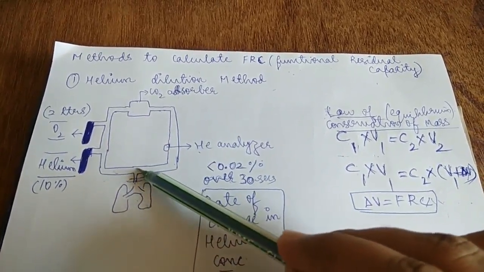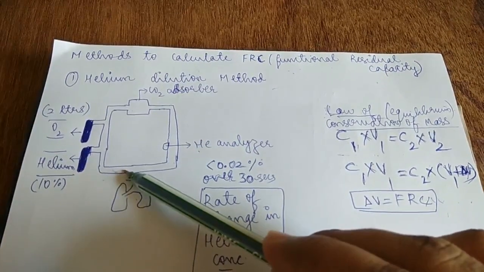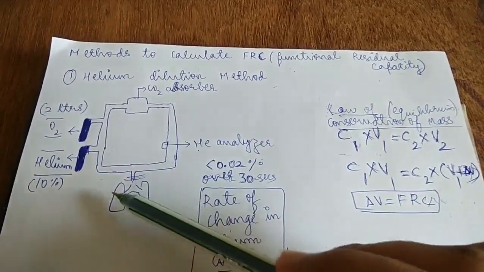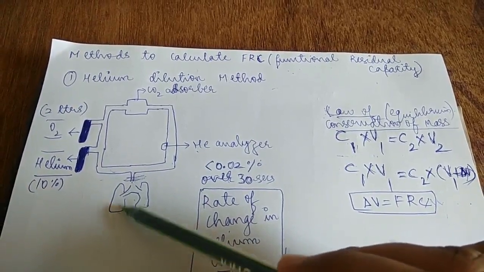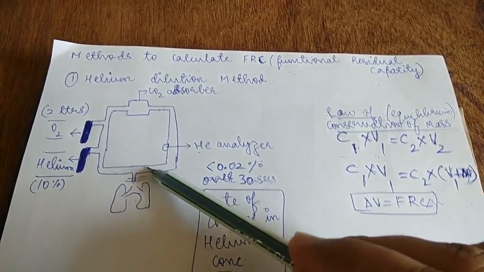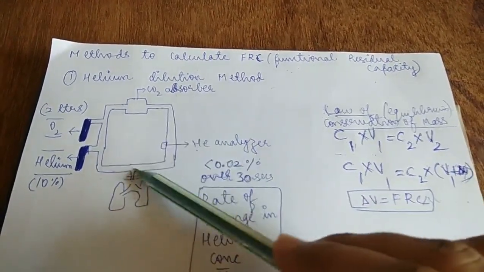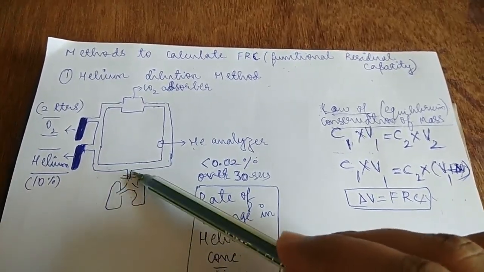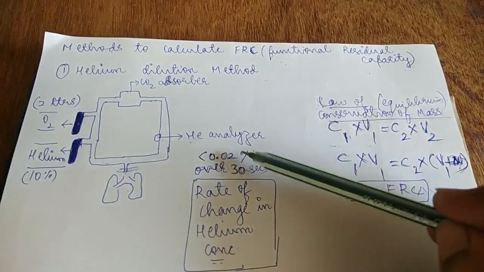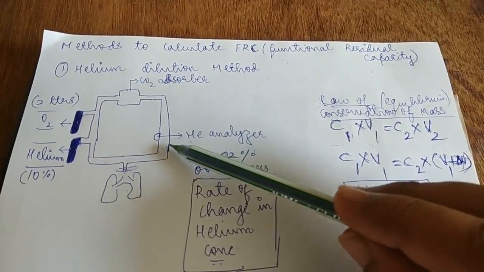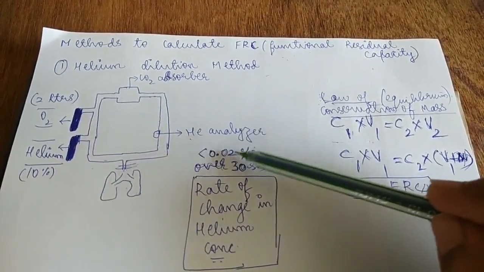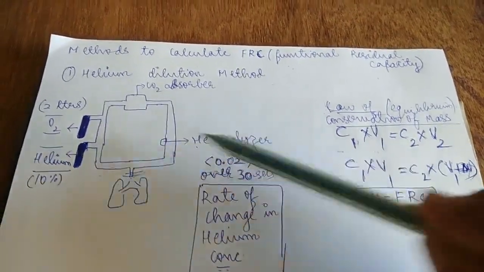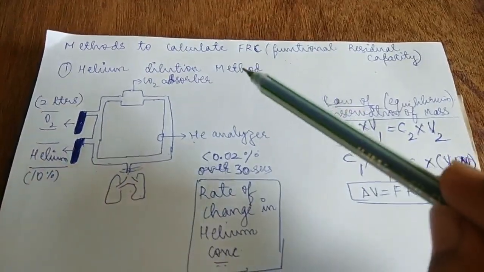Once the person breathes through the circuit, the initial helium which was in the circuit enters the lungs, and there is a change in the concentration of the helium present in the circuit, and this process is continued until the change in the helium concentration in the circuit is less than 0.02% over 30 seconds. Once this is achieved, the shutter closes again.